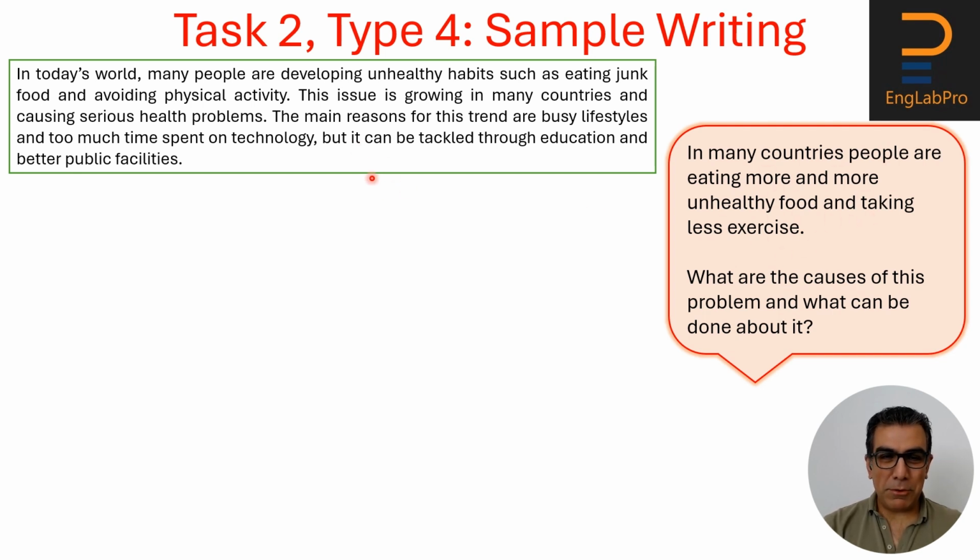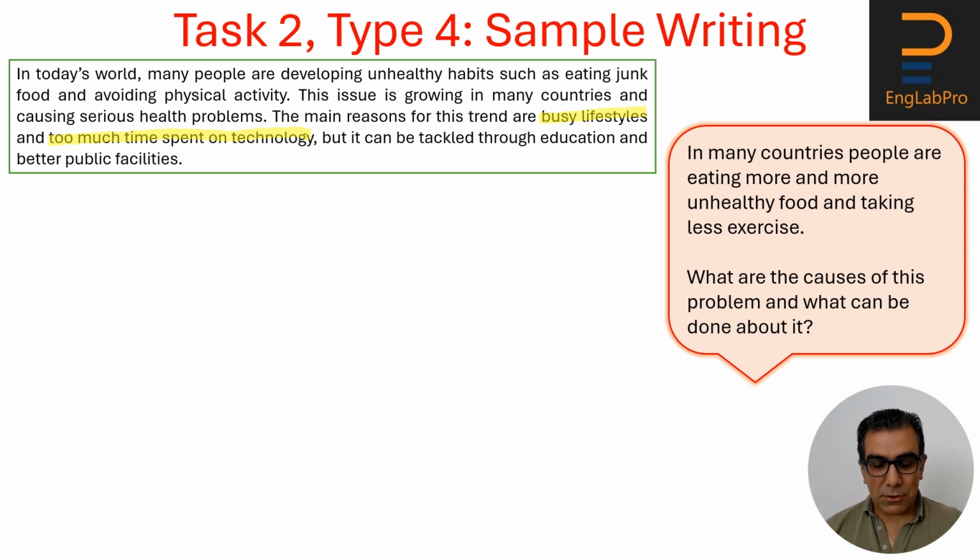From here, I'm going to write down the blueprints. The main reasons for this trend are the first blueprint, busy lifestyles, and the second one, too much time spent on technology. So we have two blueprints here. Busy lifestyle is the first one, and the second one is too much time spent on technology. So these are the two causes of this problem. I've just mentioned them. We are going to discuss these two in the first central paragraph.